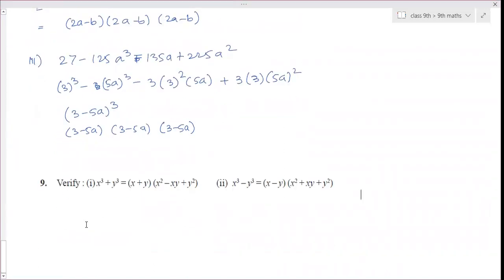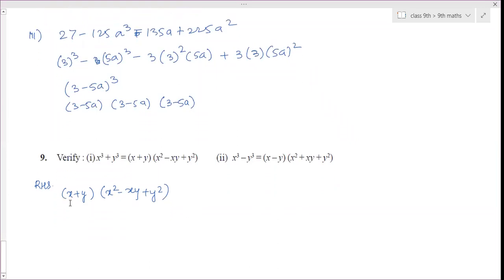Now the next question is verify. We have to verify, that is RHS and LHS we have to prove equal. So how to prove equal? Start from RHS, multiply it. This is a binomial, this is a trinomial. We have to multiply it. So you multiply now with x, multiply to all the three terms, with y, multiply to all the three terms.